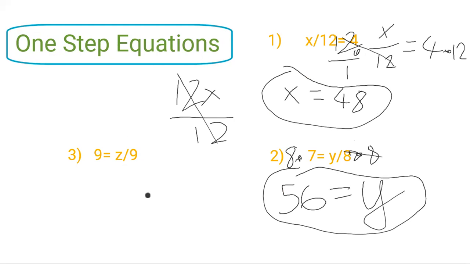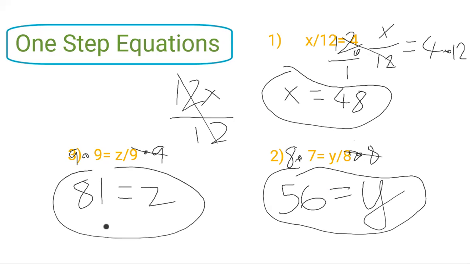So for question 3, it's 9 equals z divided by 9. So what number divided by 9 equals 9? In order to find that out, you have to multiply by 9 on both sides to get rid of this denominator. 9 times 9 is 81. And then z over 9 times 9 is just z because the 9s cancel out. So 81 equals z. That's the answer.